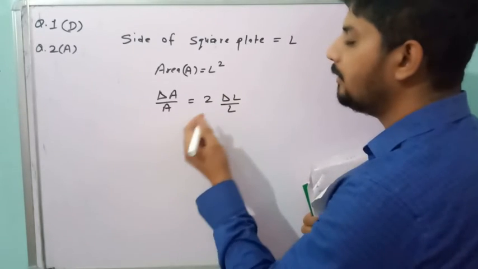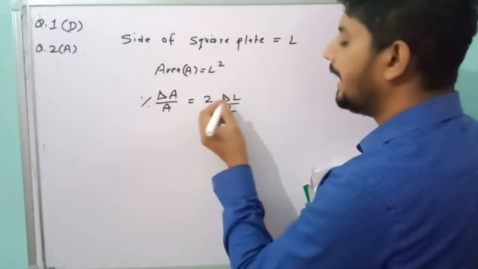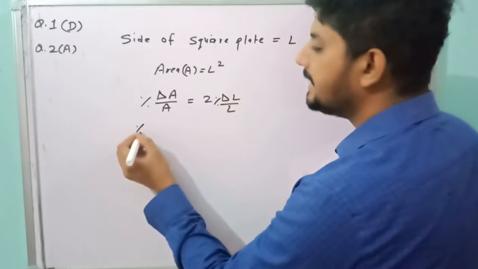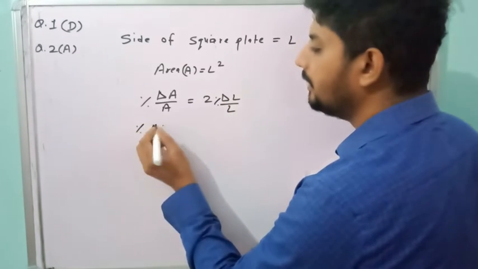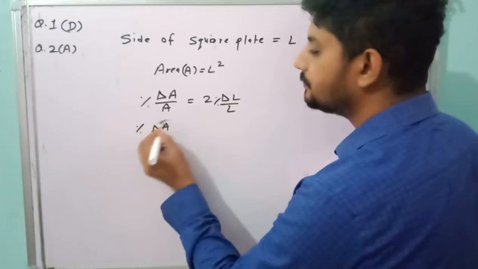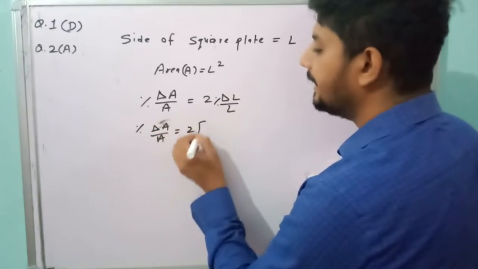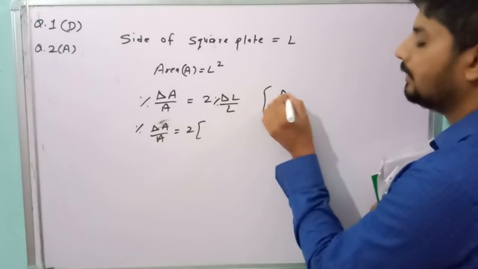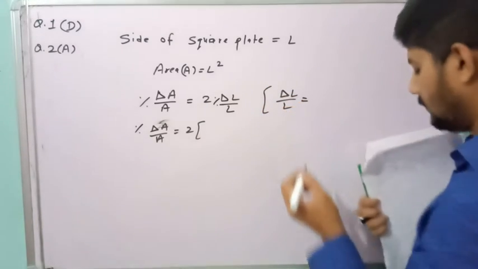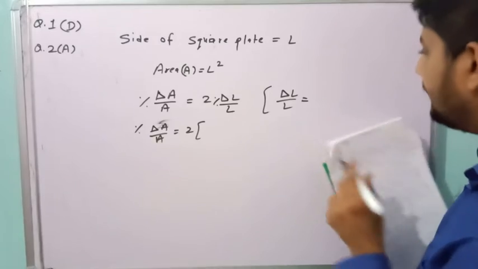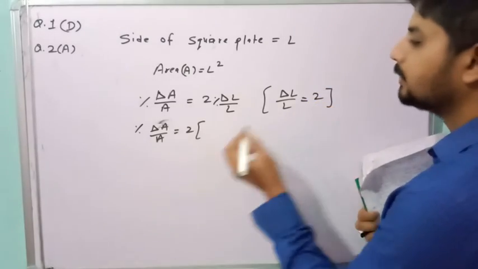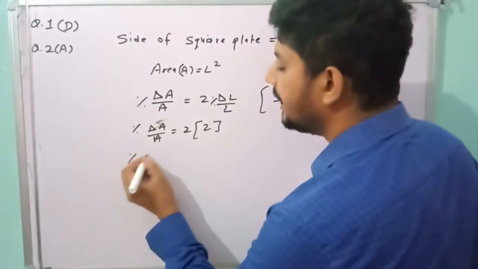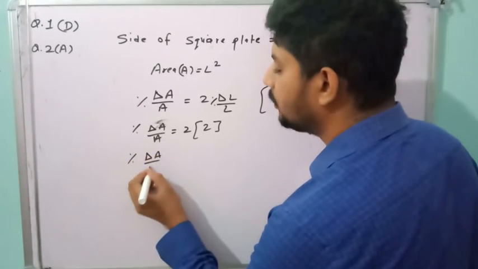Okay. Percentage error will become directly, here I can write percentage error in area is equal to twice of percentage error in length. So percentage error in length is given in the problem as 2%. So this will be 2 into 2, so your percentage error in area comes out to be 4%.